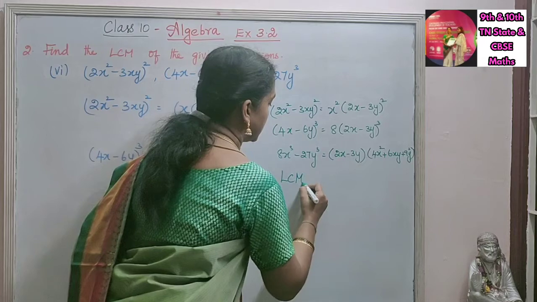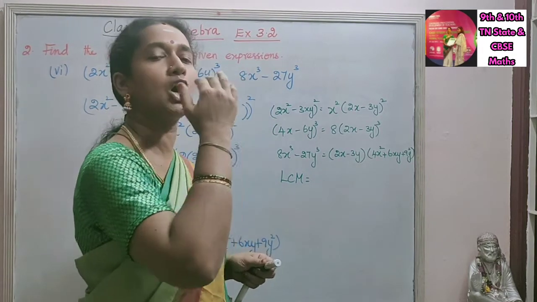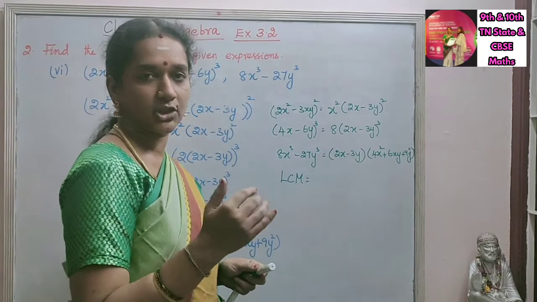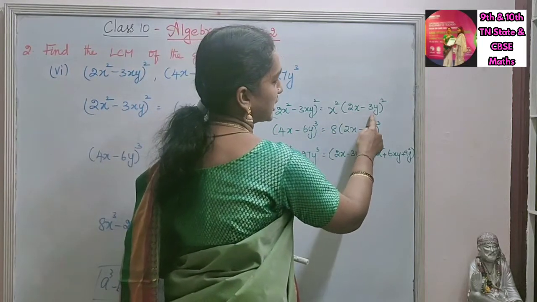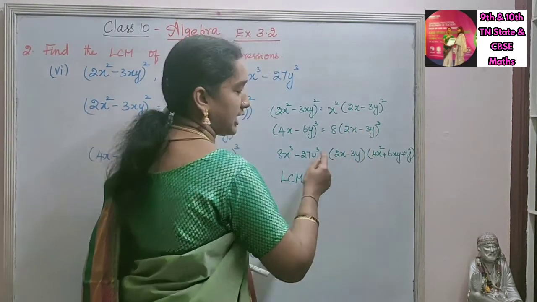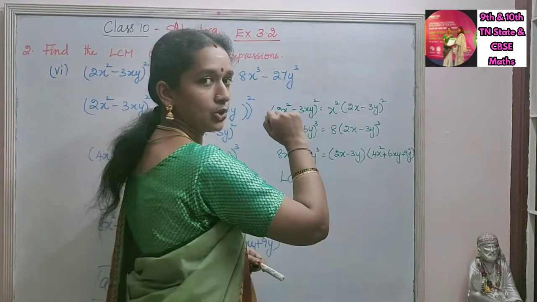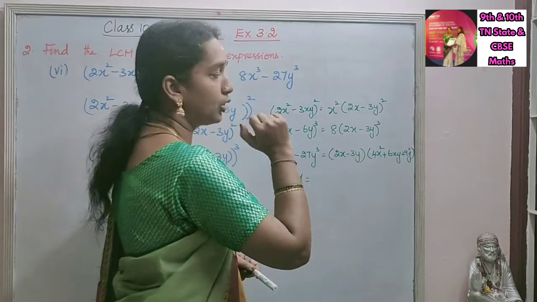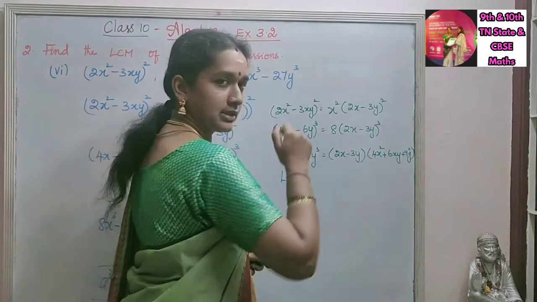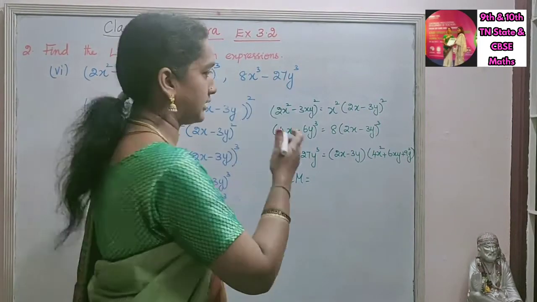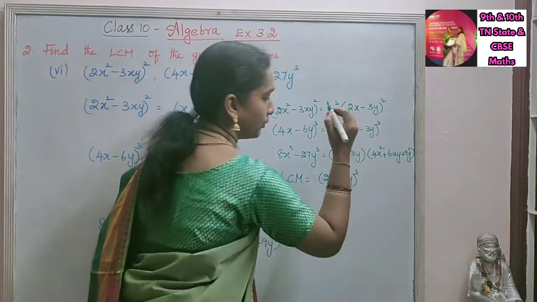Now LCM is equal to the highest power, the maximum power. If we have common terms in the given expressions, the highest power will be the LCM for them. So if we take this 2x minus 3y, that factor is there in all the 3 expressions: 2x minus 3y the whole square, 2x minus 3y the whole cube and 2x minus 3y. So the maximum power is 3. So the LCM for that factor will be 2x minus 3y the whole cube.